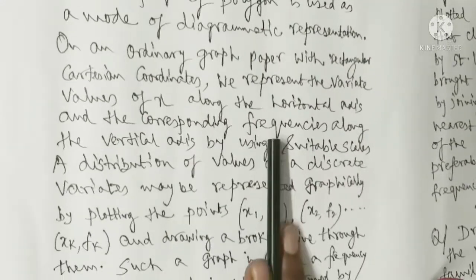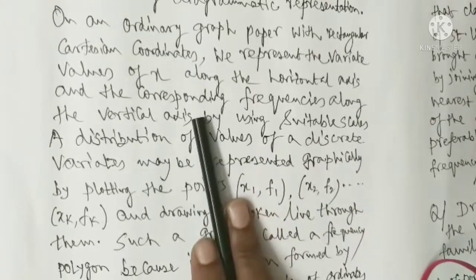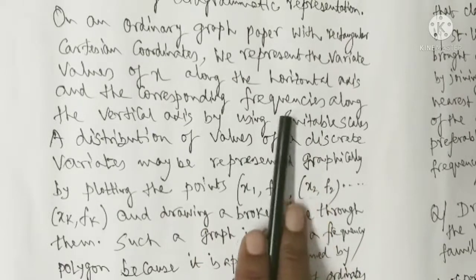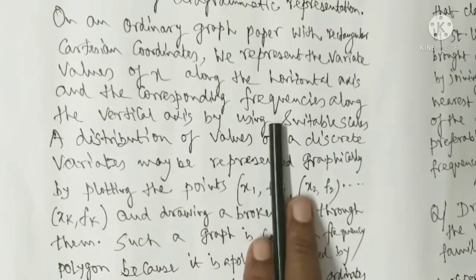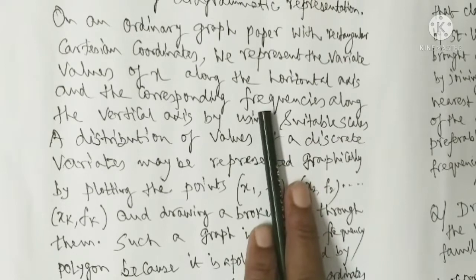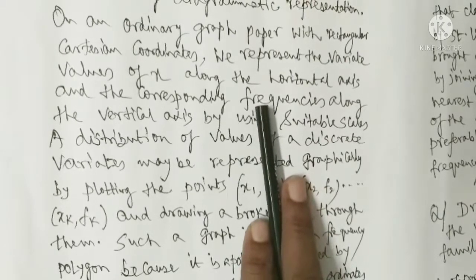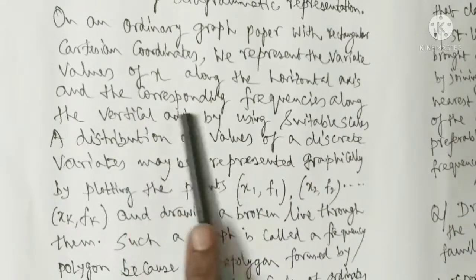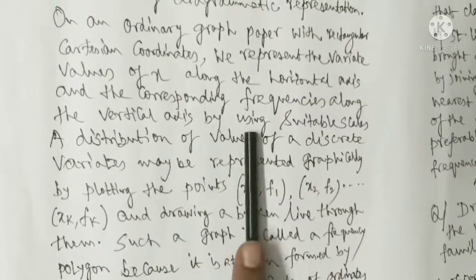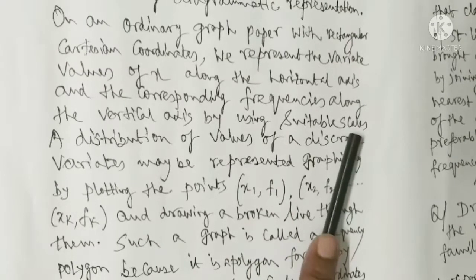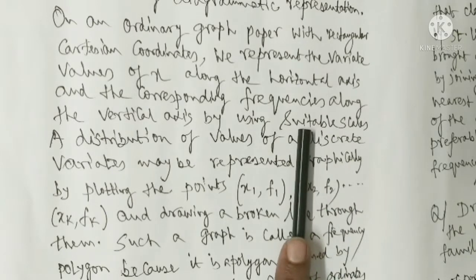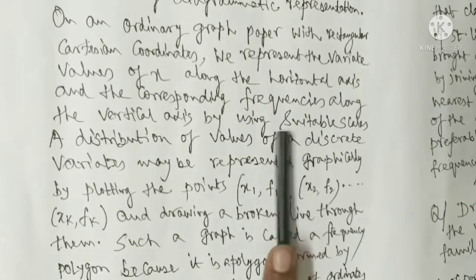Why are frequencies measured on the vertical axis? Because frequency depends on the variable value, and frequency is treated as the dependent variable, and the variate value is treated as the independent variable. The corresponding frequencies are plotted along the vertical axis by using suitable scales. Scales means the measurements are different, that is meter, units, kilogram, and in this way.